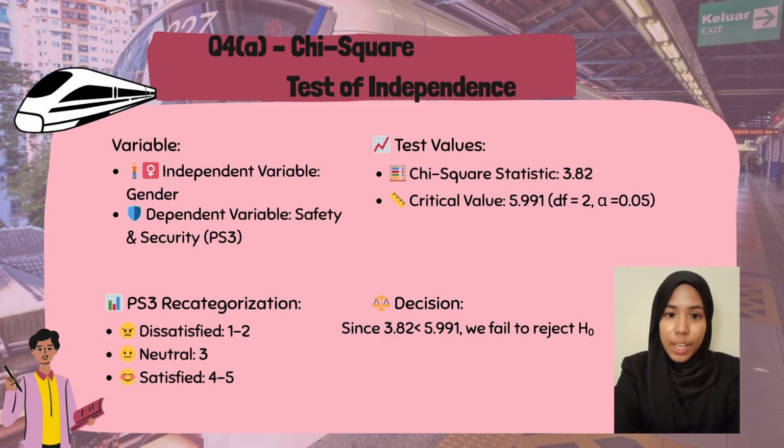After running the test, I obtained a chi-square statistic of 3.82, while the critical value at the 0.05 significance level with 2 degrees of freedom was 5.991. Since 3.82 is less than 5.991, we fail to reject the null hypothesis, meaning there is no significant association between gender and perception of safety and security among the respondents.